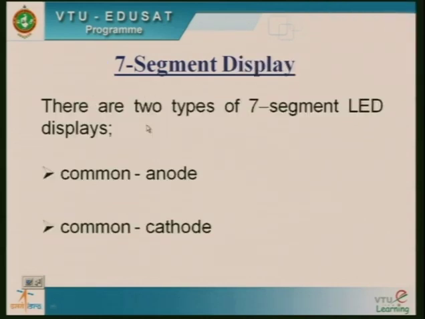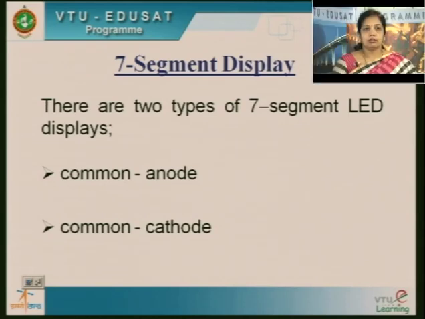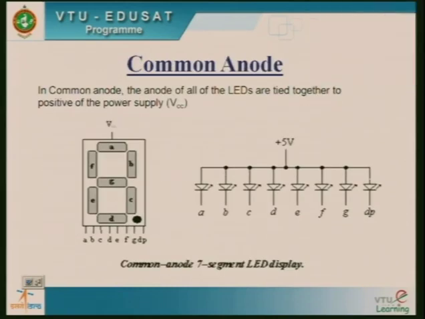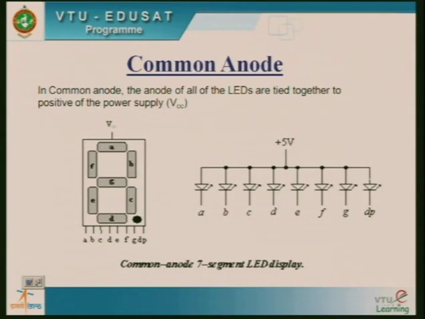As I discussed, for this display unit we have two types of 7 segment LED displays. One is called common anode, the other comes in the configuration common cathode. We have two configurations, so let us discuss what exactly is common anode and what is common cathode.